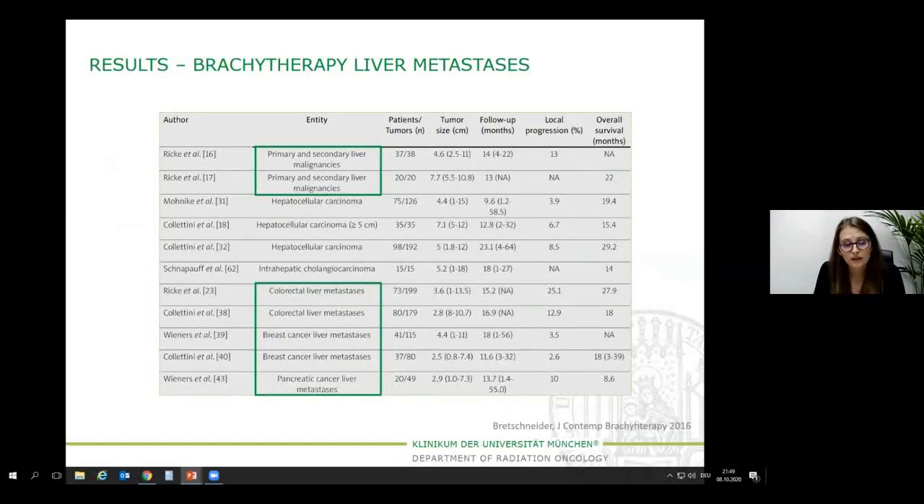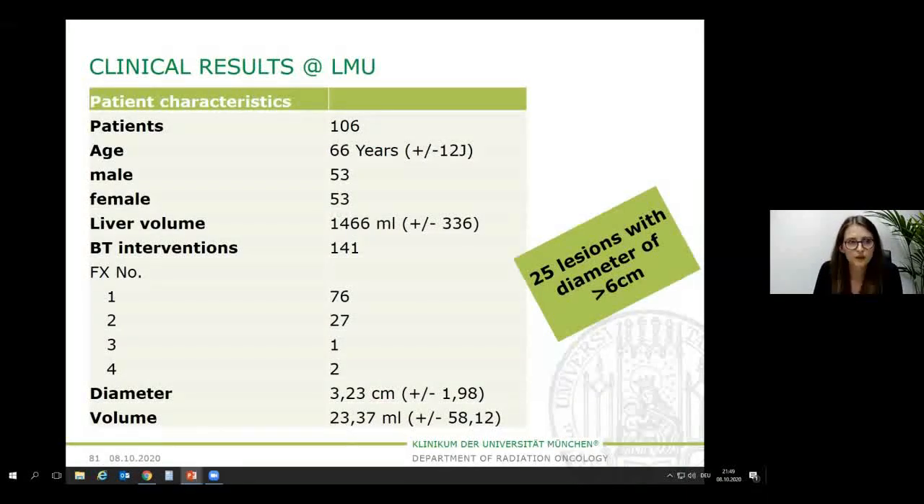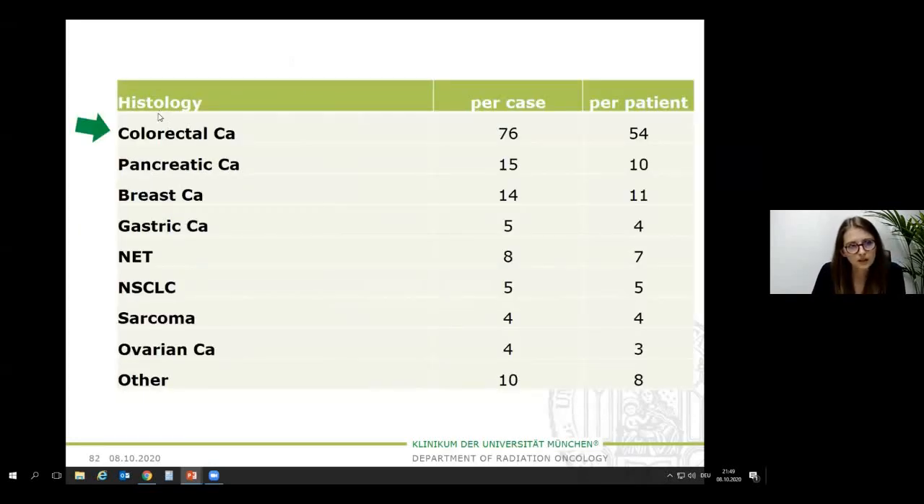Also here we have published data, and just briefly I want to show you our patients, which a student evaluated. We had 106 patients. We did 140 brachytherapies, and some patients received up to 4 fractions, so 4 treatments, and 25 lesions were very large, so over 6 centimeters. And here the histologies, so colorectal is the most common, but also pancreatic or breast or sarcoma or lung cancer.